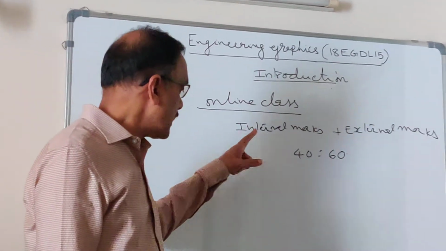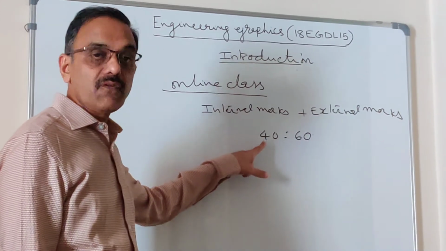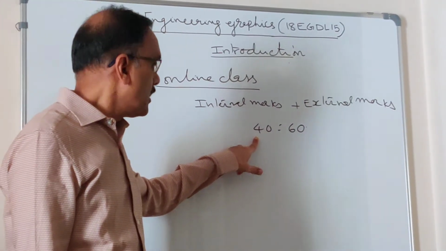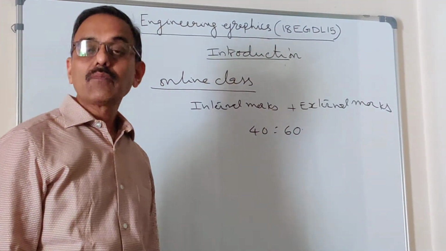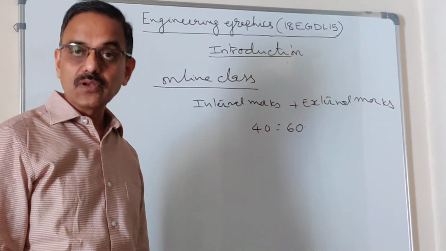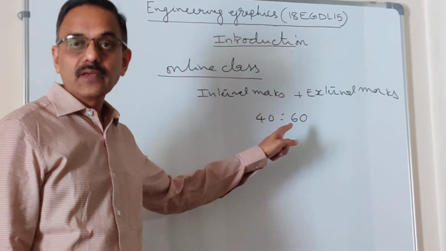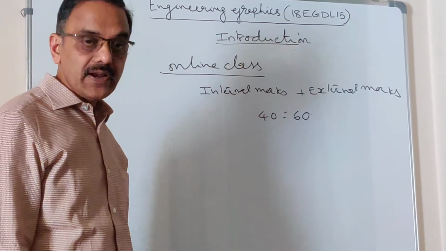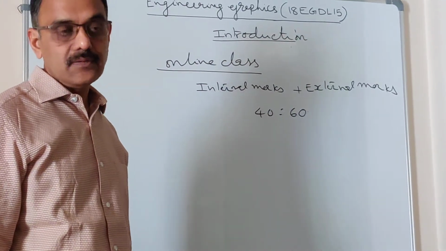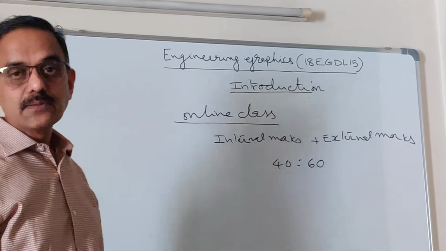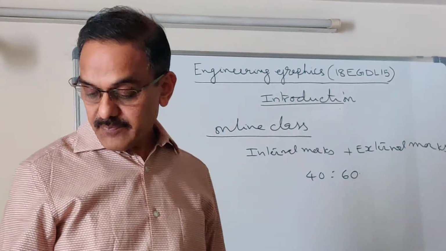So the internal marks will be evaluated for a maximum of 40 marks. The external examination is normally conducted for 100 marks only, and then it will be reduced to 60. Okay, so this is how the marks are divided, 40:60. Now let me tell you how we split these 40.